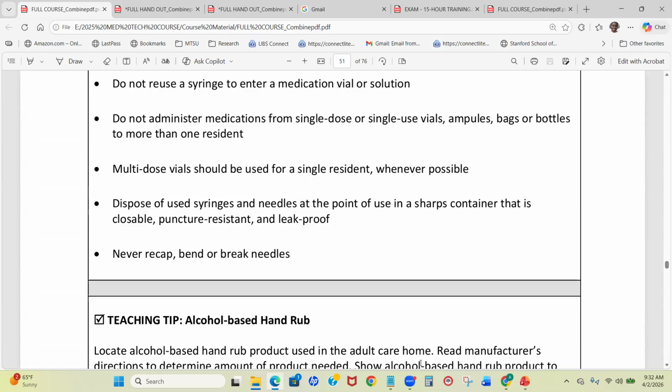And never recap, bend, or break a needle. We used to do that back in the days. We used to recap needles until the CDC, the top people, brought out these evidence-based rules that we should never recap, bend, or break needles.